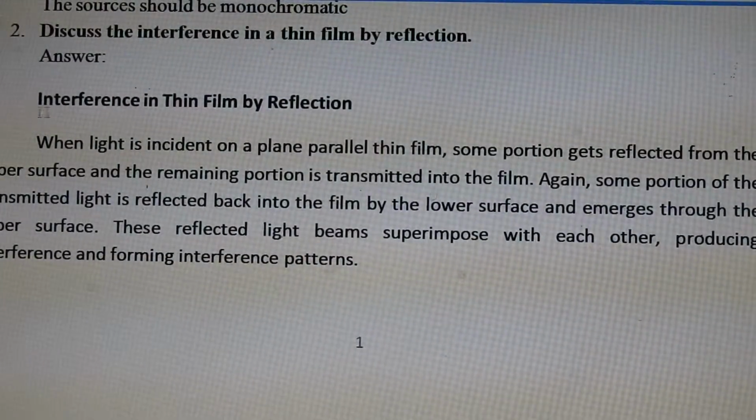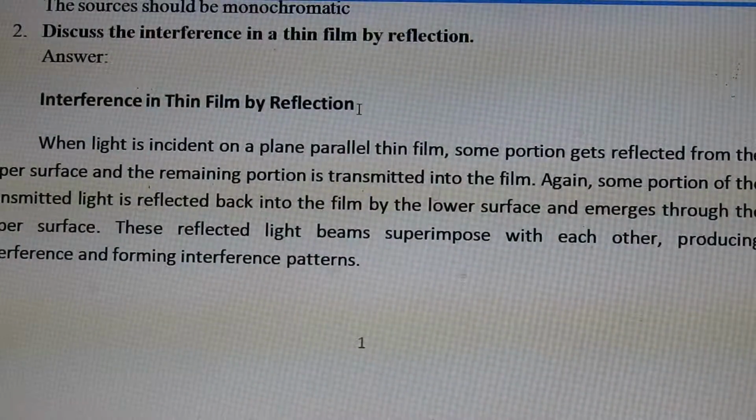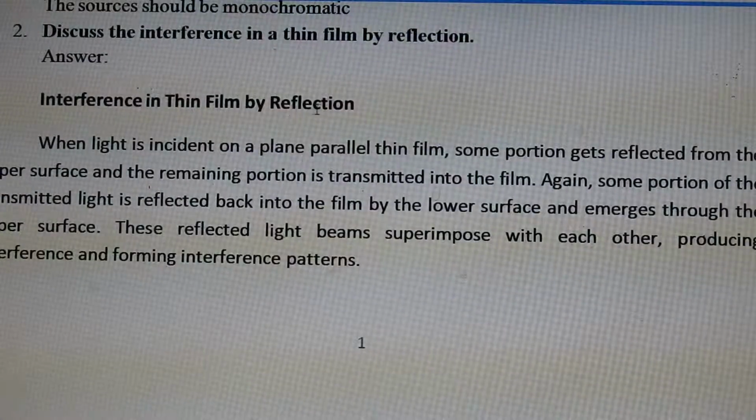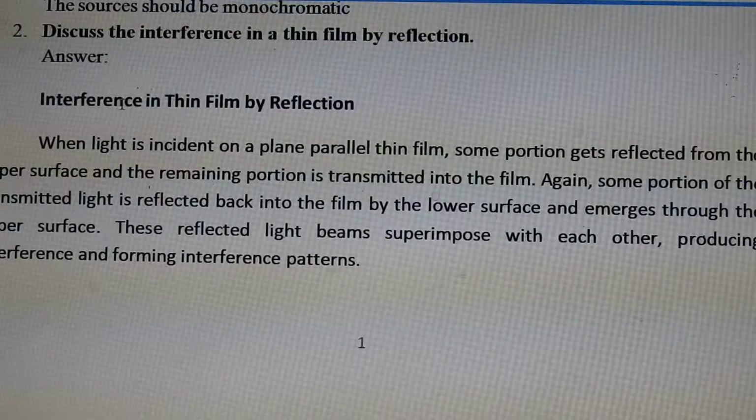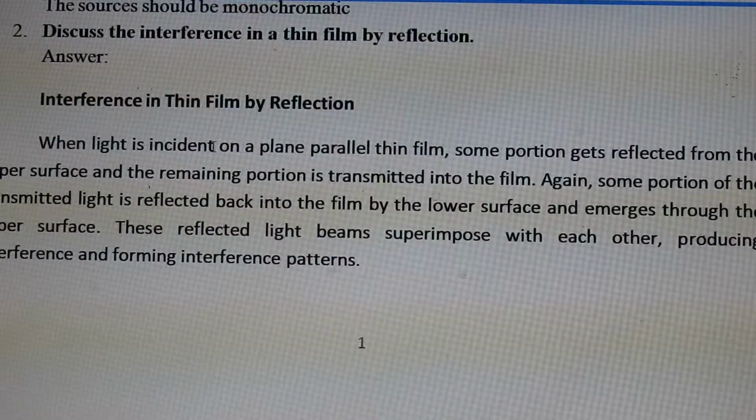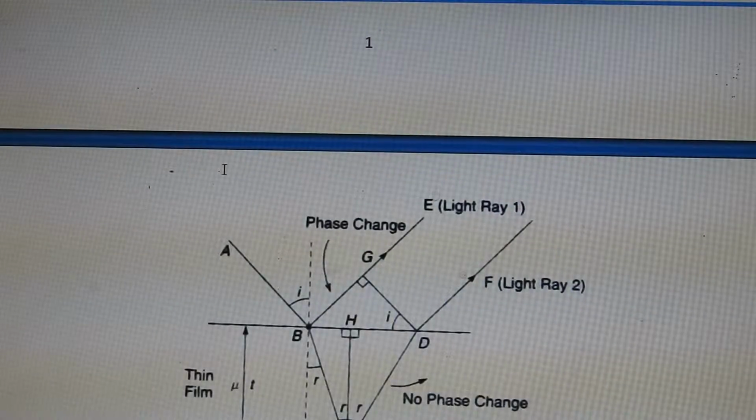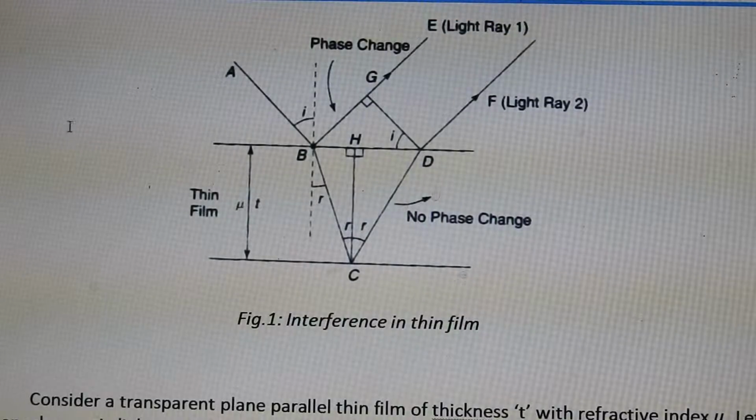Interference by thin films by reflection. Interference by reflection. Interference in thin film by reflection. See how the interference pattern is happening.